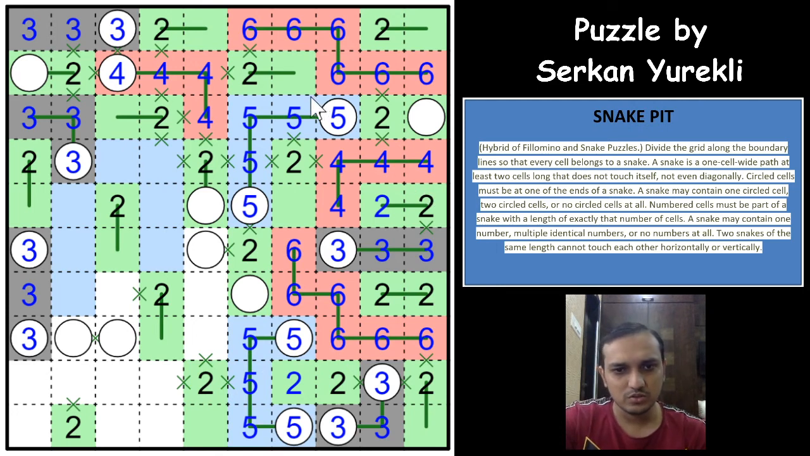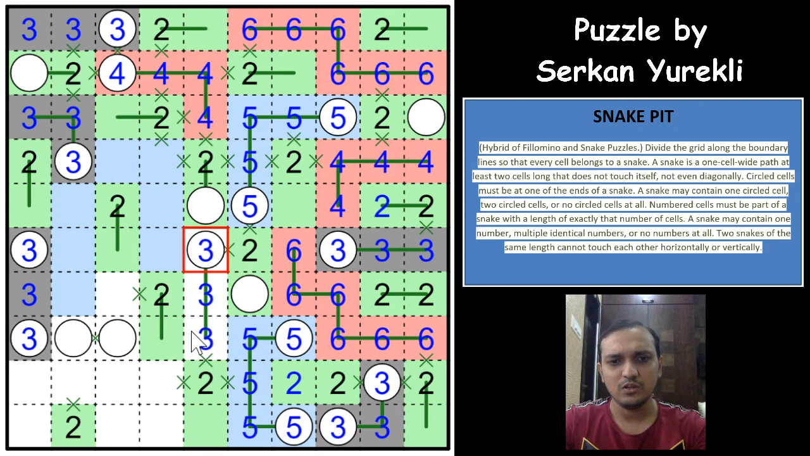Superb. So now if you see here, this logic helps here, because what happens here is this would have to extend at least 3 cells, right? Okay, so this can be 3 cells. So this is a 3-cell snake, right? Superb. It cannot extend more, because the circle would have to be at the end part, right? Okay, so this becomes a 4-cell snake now.